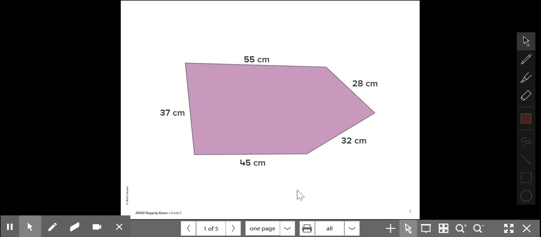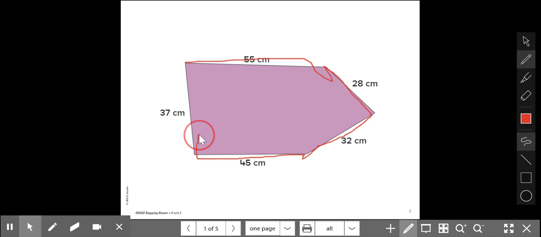So, the perimeter of an object is determined by measuring the outside of the area. So, you go and measure each one of these sides and you add them all together. So we would add 55 plus 28 plus 32 plus 45 plus 37. Add all of those numbers together, and that will give you the perimeter.